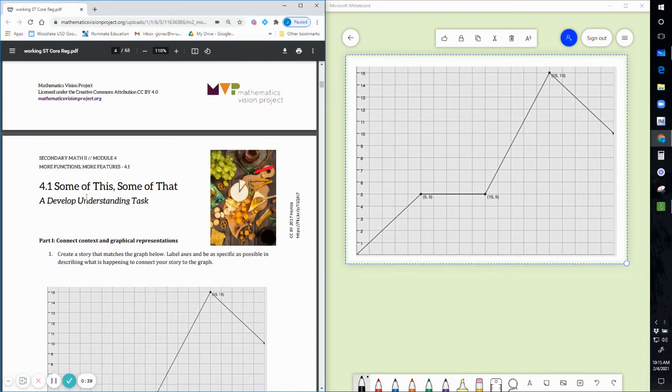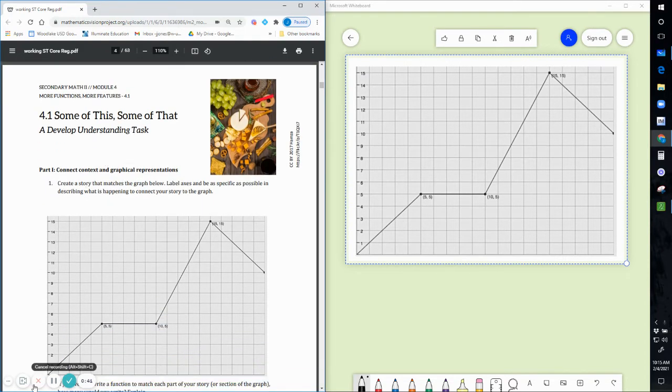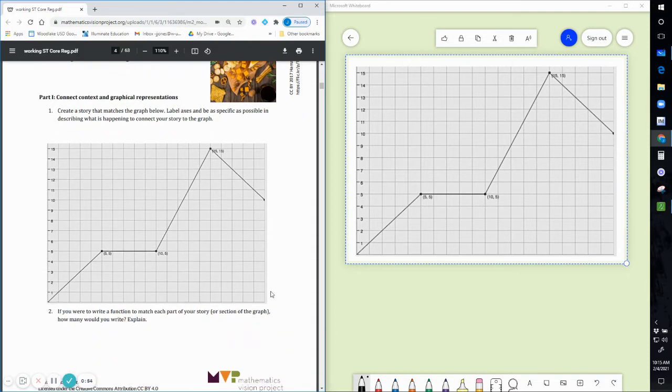All right, this task is a develop understanding task. That usually means it's going to be a little bit difficult. And so don't expect to get a whole bunch out of this task, but you will learn a couple new things for sure. This is part of the learning experience. So here we go. Part 1. Connect context and graphical representation. Sorry if I could read, right?